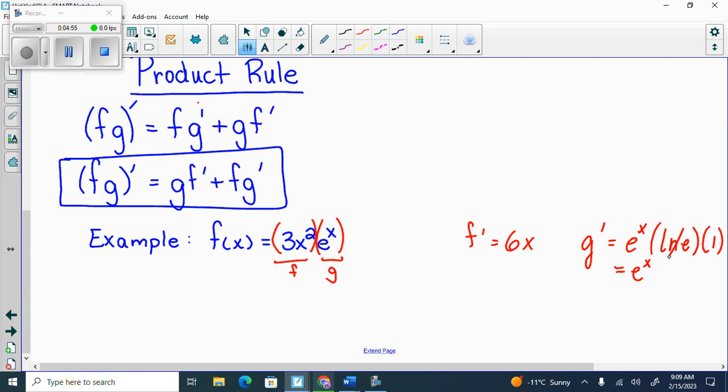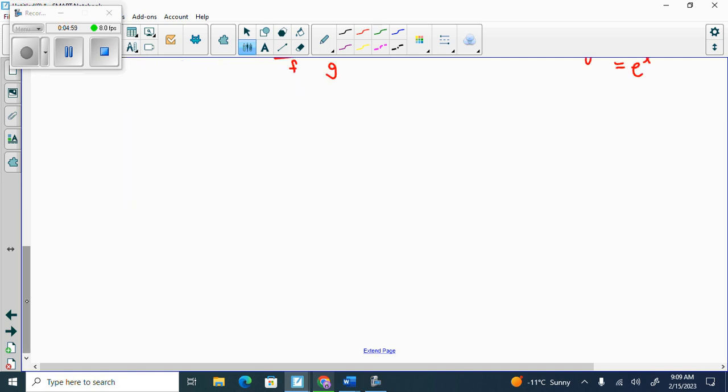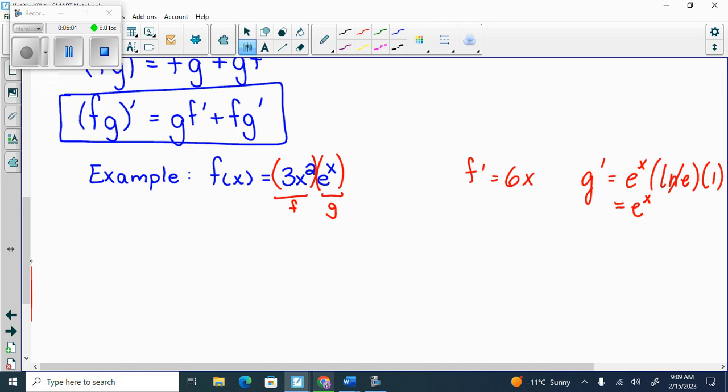Okay, so let's do product rule for this one then. So a whole bunch of people will tell me this is 6x e to the x. That's what I get on a test all the time. 6x e to the x. Wrong, but they'll give me 6x e to the x because they just do the derivative of both and call it a day. Okay? So you have to spot product rules.